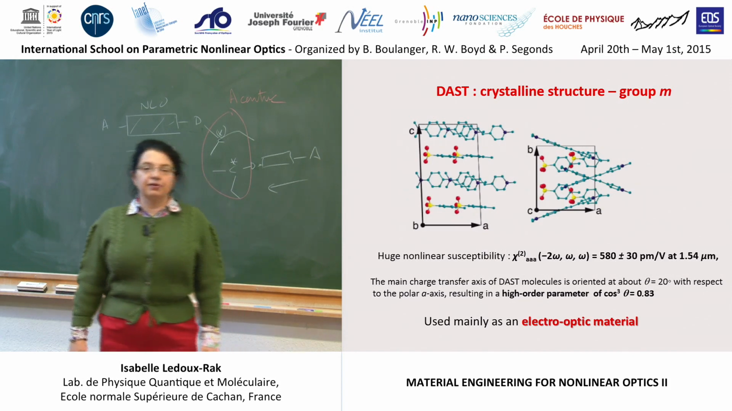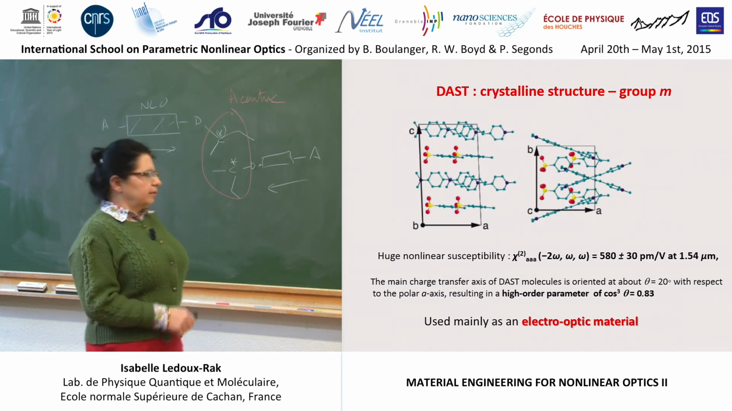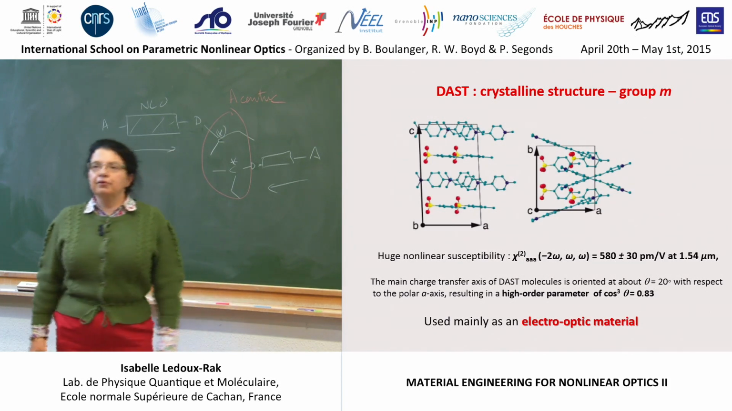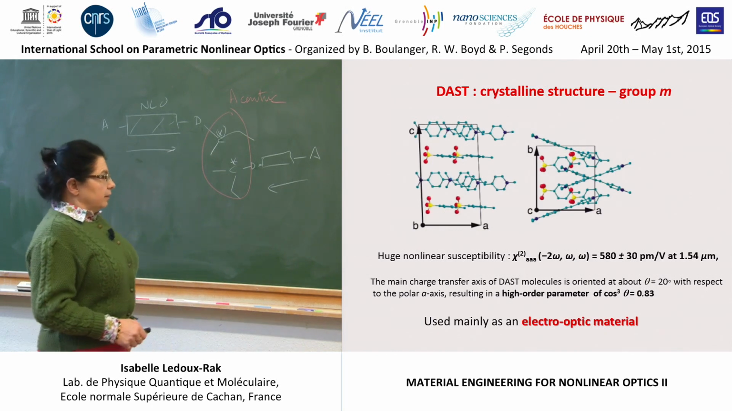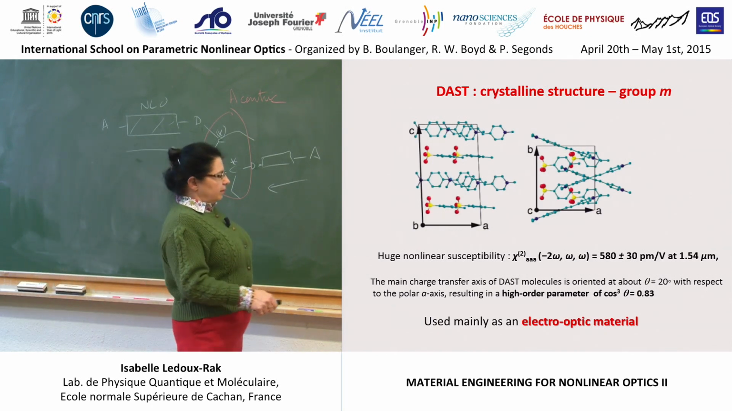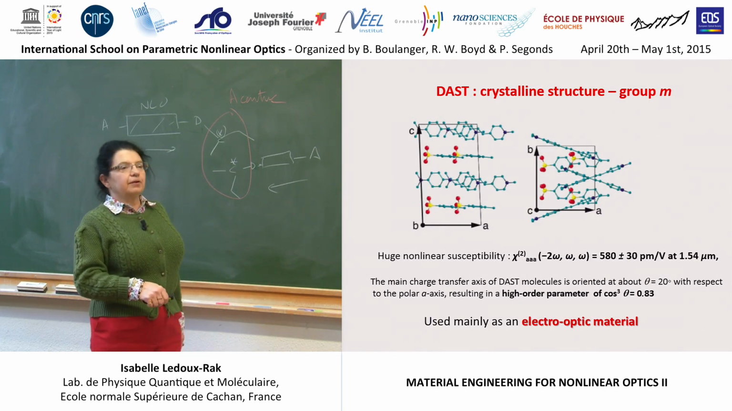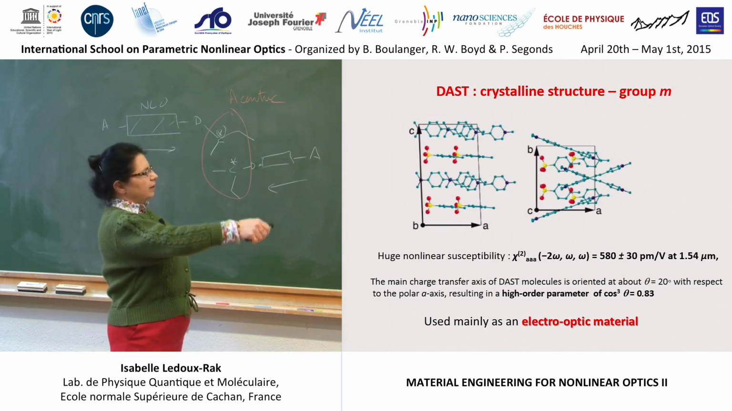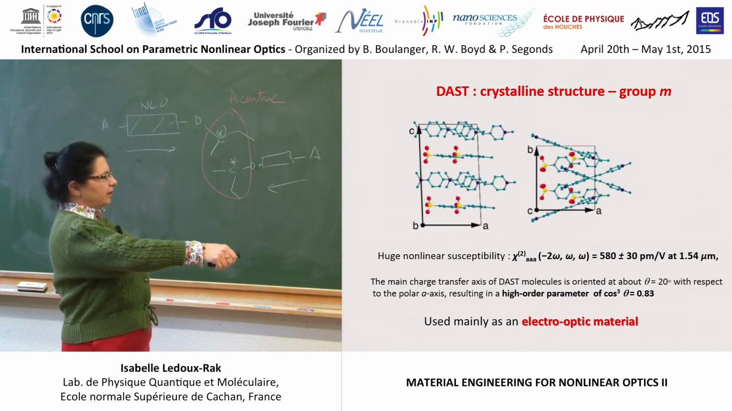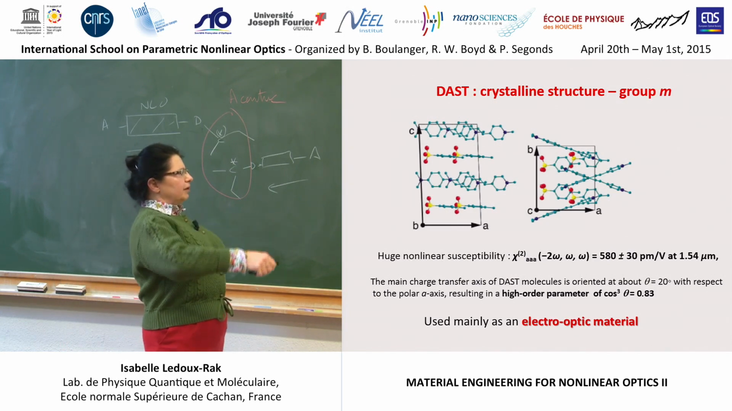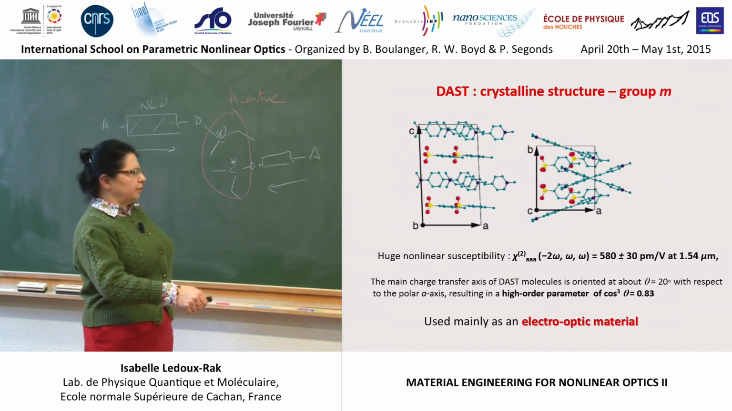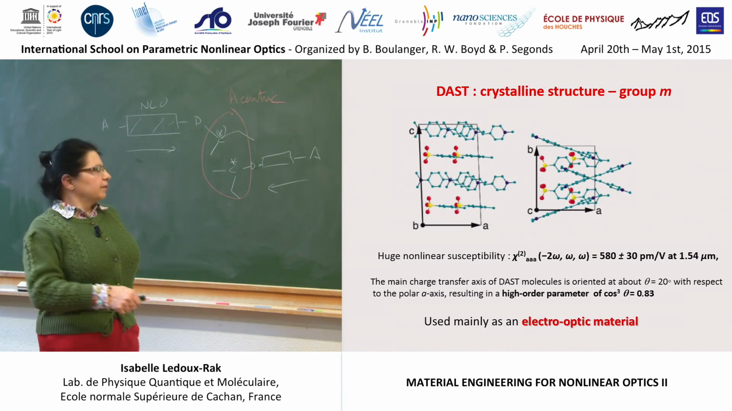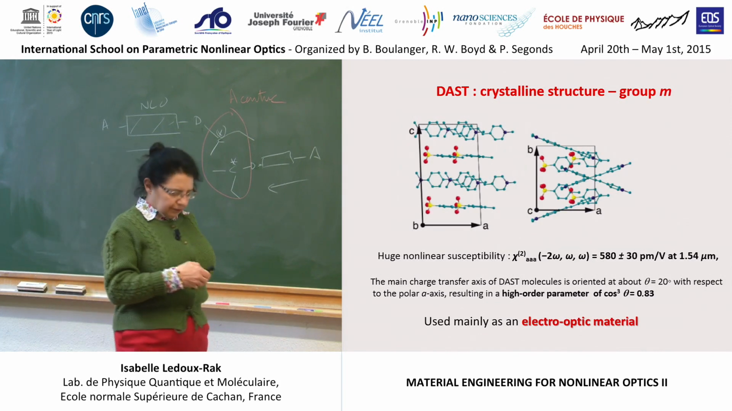And then you can see that you have a huge nonlinearity, 10 times higher than for NPP at wavelengths corresponding to telecommunications. For this reason, this is used as an electro-optic material. The performance of the crystal is due to the fact that this coefficient Chi2 can be related to the individual beta value by a factor of cosine cubed theta, which is almost maximum. So it is used as an electro-optic material.